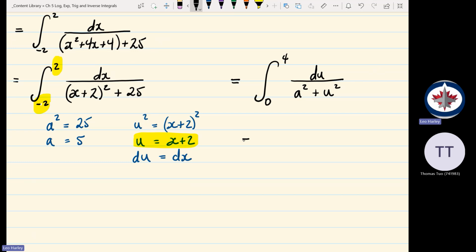So it's going to be equal to, now we got to be careful. It's got to be 1 over a arctan of u over a as evaluated from 0 to 4.